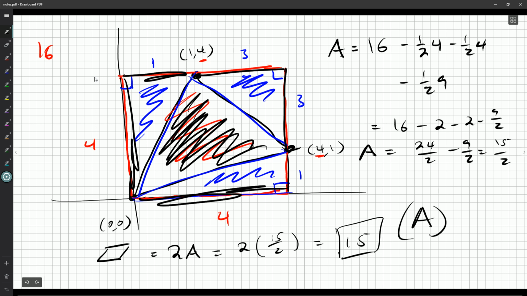Now we can move right along to question number 20, and that'll finish off part B of our Fermat paper.